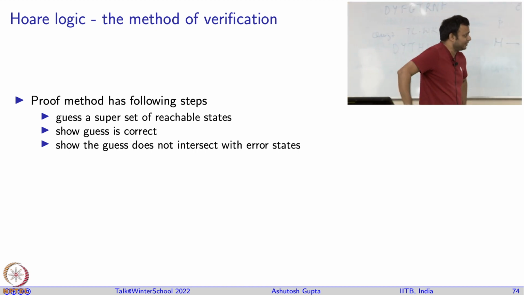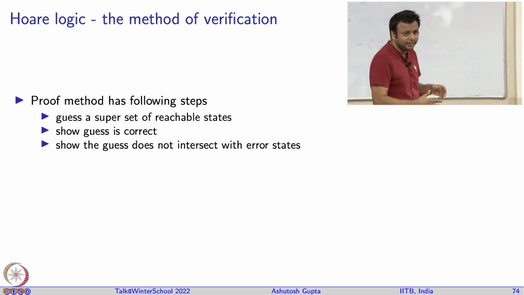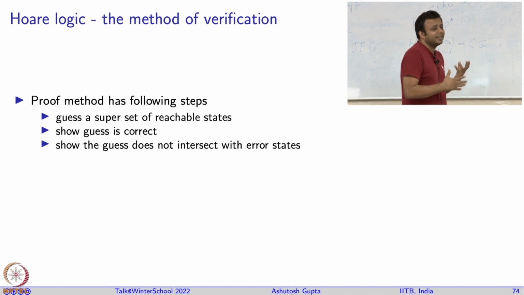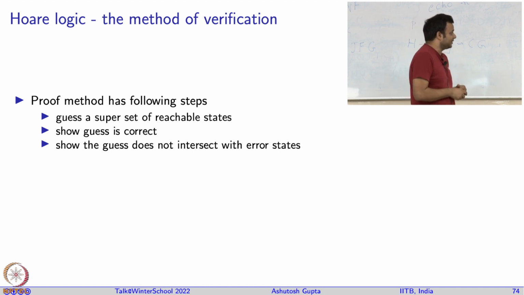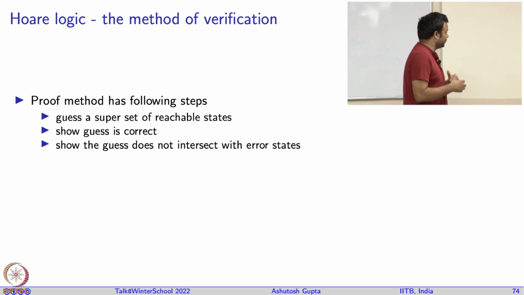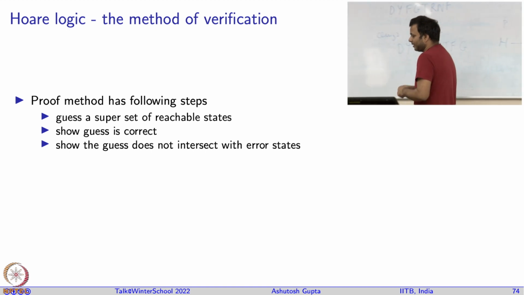Let's get technical. Basically, the idea is to guess a superset of reachable states, and show the guess is correct. Somehow you need to illustrate the guess is correct, and then you show that the guess does not intersect with the error state. The guess is basically a safe set of states.